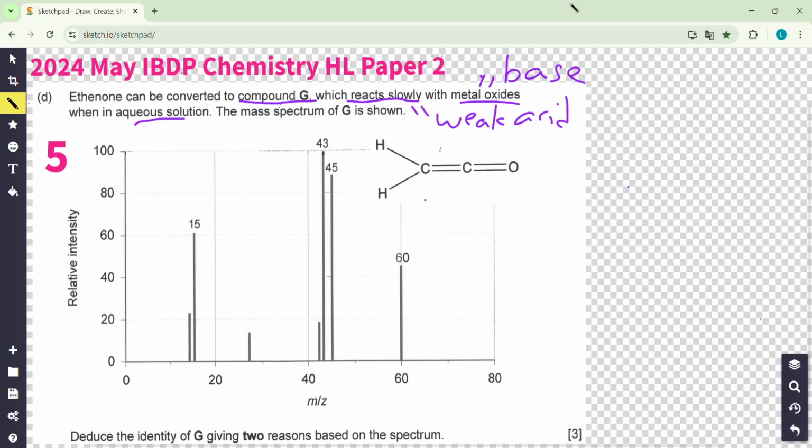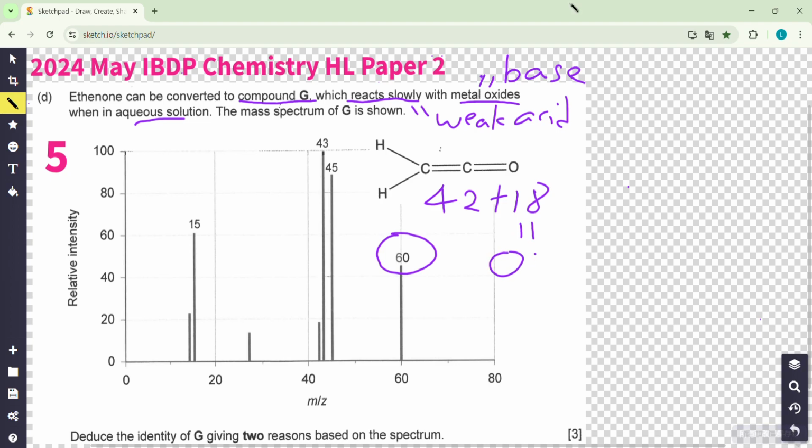Look at the relative intensity of 60. Look at the largest one, because the molecular formula mass of the thing should be 60. So what's the original? 42. So we add 18 to it and it becomes 60. 18 is water, okay? So we have some oxygen, right?